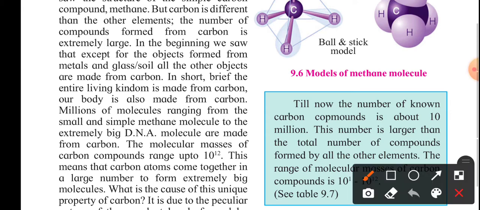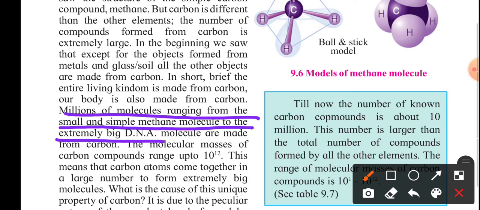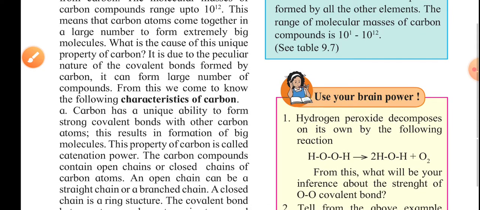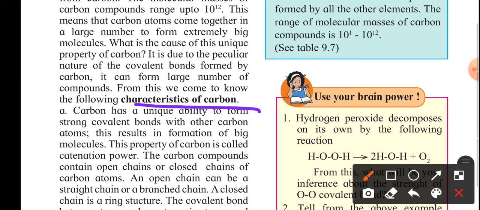When we talk about the millions of molecules, ranging from the small and simple methane molecule to the extremely big DNA molecule, they are all made up of carbon. The molecular mass of carbon compounds ranges up to 10 raised to 12. This means that carbon atoms come together in large numbers to form extremely big molecules. What is the cause of this unique property of carbon? We call this the characteristics of carbon.